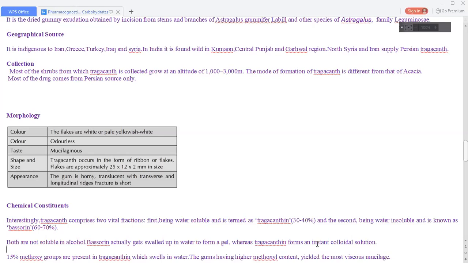Here the shape is somewhat like ribbon or flakes. Flakes are approximately 25 by 12 by 2 mm in size, and the appearance of this Tragacanth gum is horny, translucent with transverse and longitudinal ridges. Fracture is short.